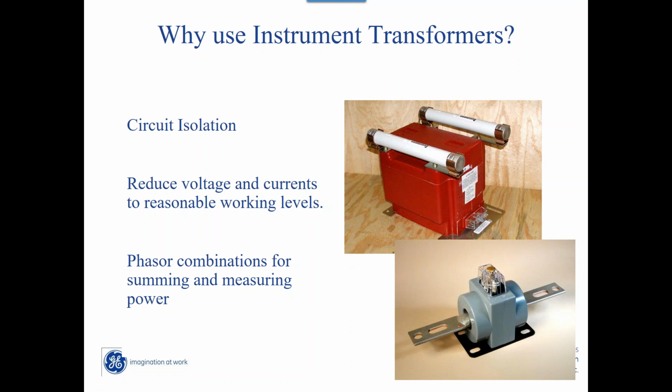So the first question is, what's an instrument transformer? And this applies to both a CT or a PT. The first thing we use it for is circuit isolation, so I can isolate voltages with it. I can reduce voltage and currents to reasonable working levels. If I've got a 3000 to 5 CT, I don't want 3000 amps going through my GE Multilin meter. I only want 5 amps, and we can have universal relays because of that. And then we can do phasor combinations for measuring and summing and do all kinds of other cute tricks if we need to.